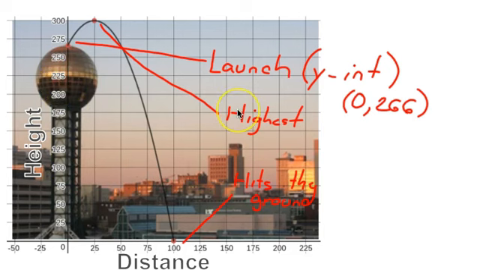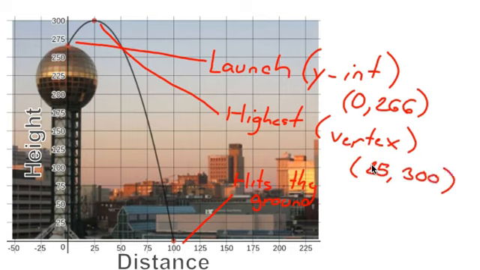And I can also see my highest point. That highest point is really just the vertex of the function. So the vertex of this parabola at (25, 300) tells me 2 key points of information.